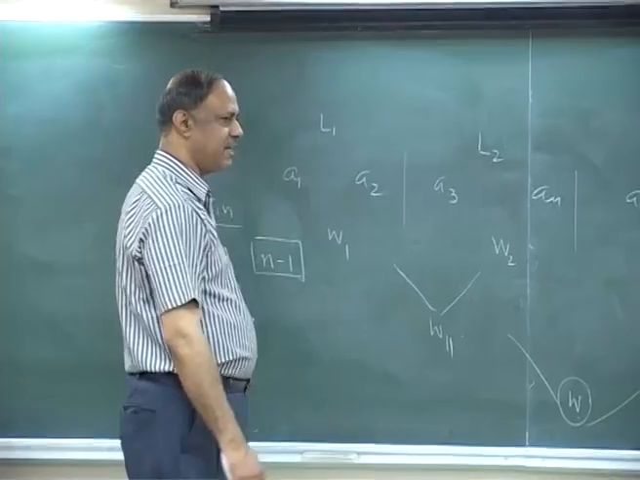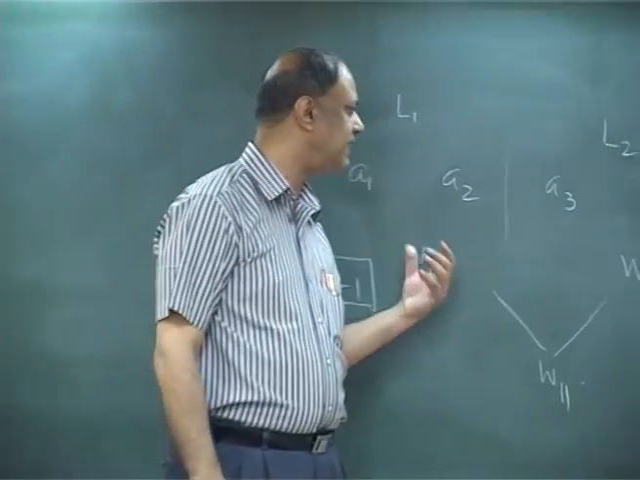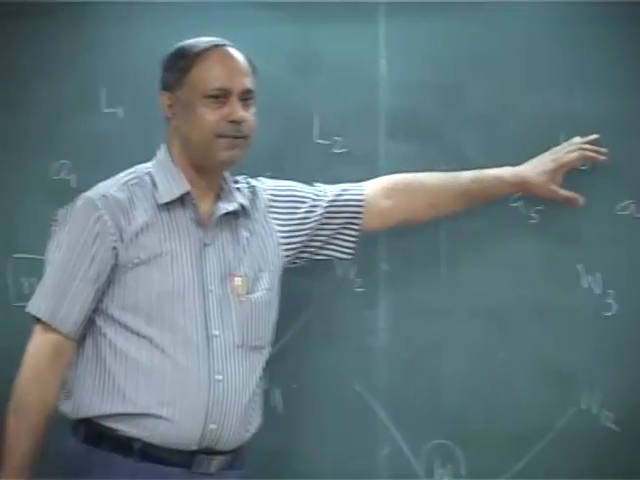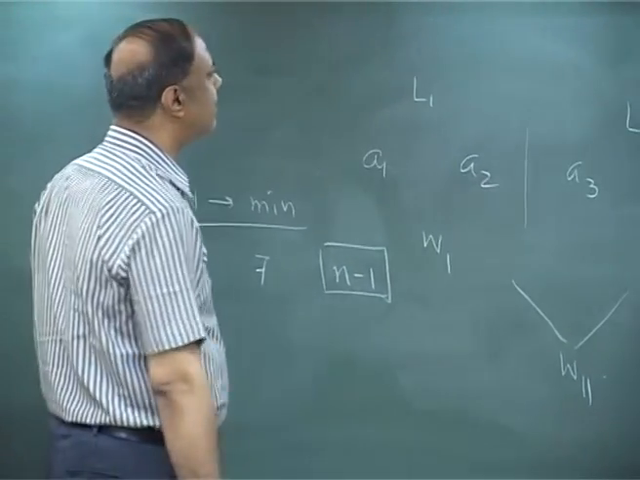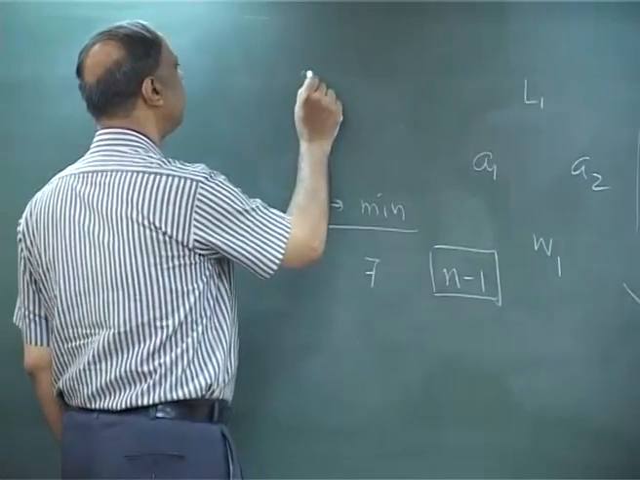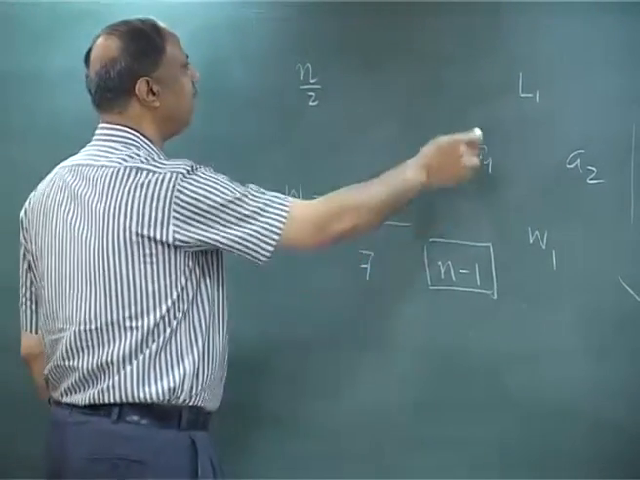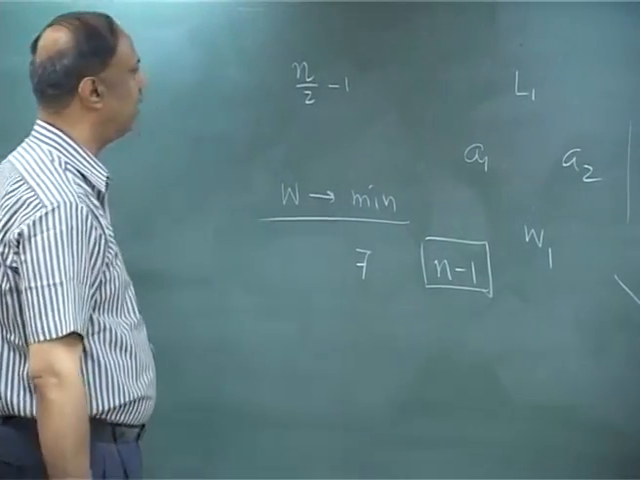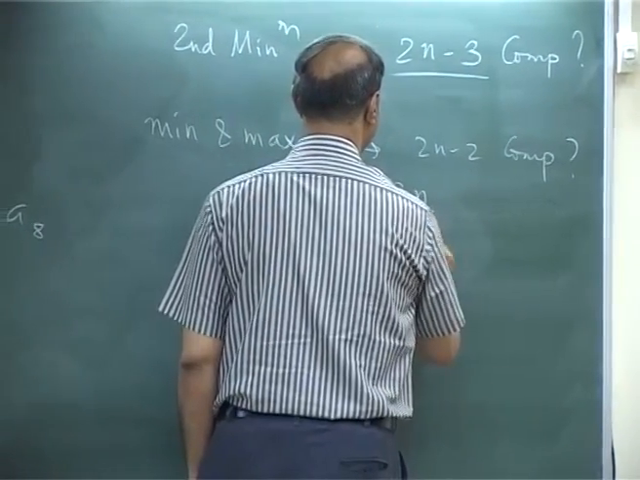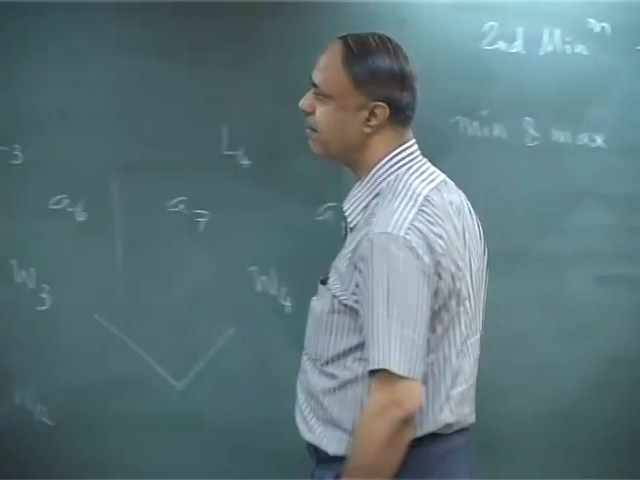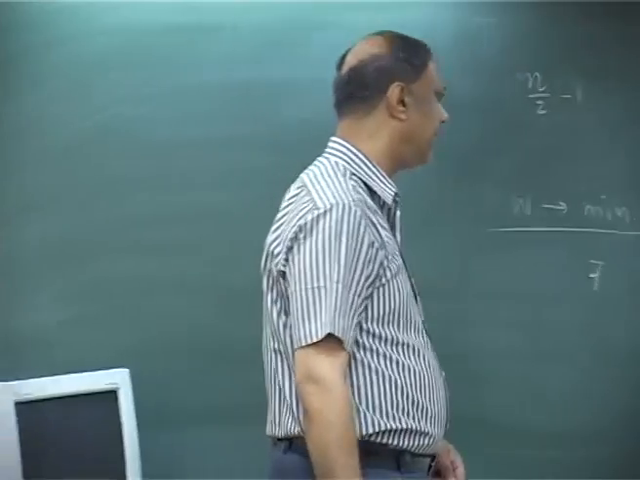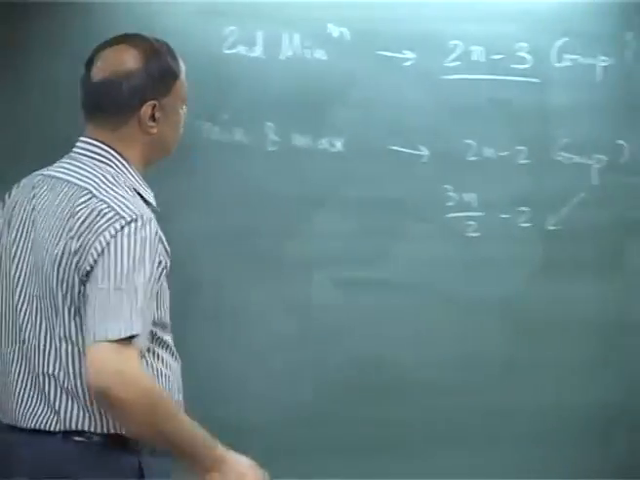Now, in order to find the maximum, you observe that the maximum cannot be any one of them, because they are the minimum. So the maximum will be one of these 4 elements. Okay? Now finding the maximum of these 4 elements, which is nothing but n by 2 elements, takes n by 2 minus 1. So the number of comparisons you need to find the maximum and minimum of the elements is 3n by 2 minus 2. Agree? So it is much better than 2n minus 2.